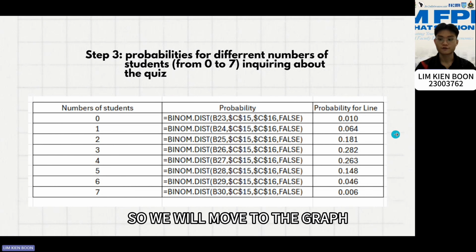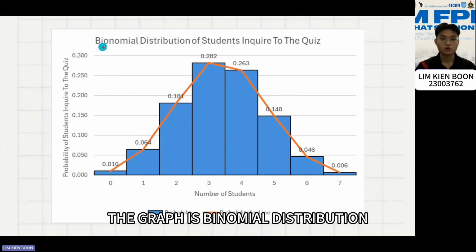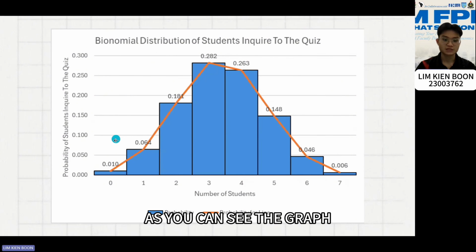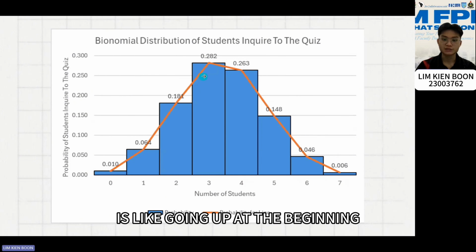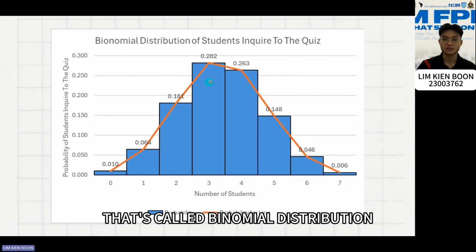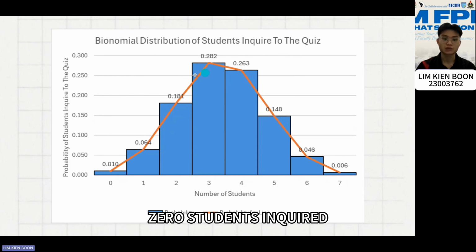So we will move to the graph. The graph is the binomial distribution of students inquiring about the quiz. As you can see, the graph goes up at the beginning, peaks in the middle, and goes down at the end. That's called a binomial distribution.